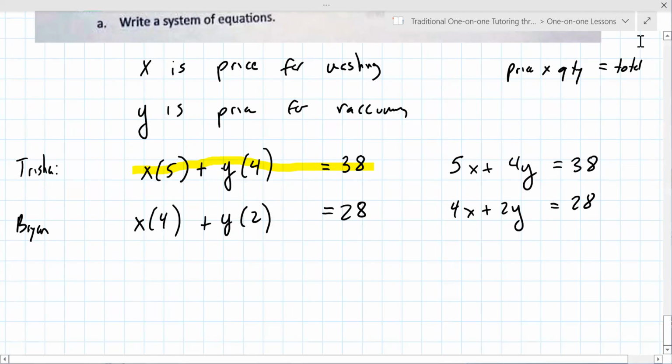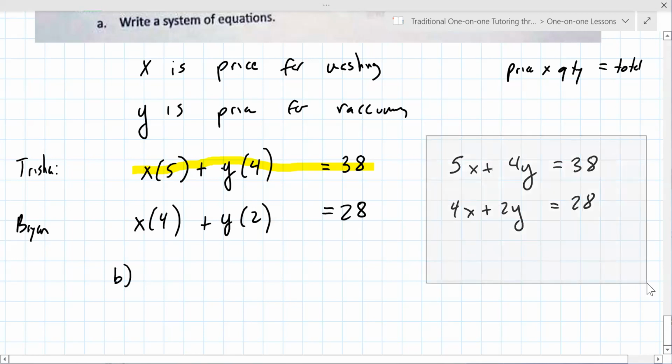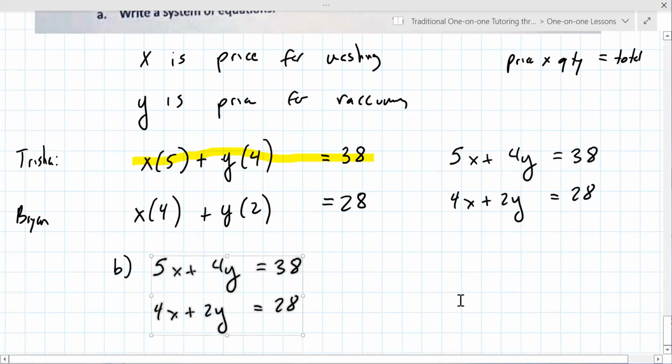So that's your A. Your B is to solve this system. And this is probably the hardest one that we've had to do up until now. So let me know when you get up to this point. We'll talk about how to solve it.